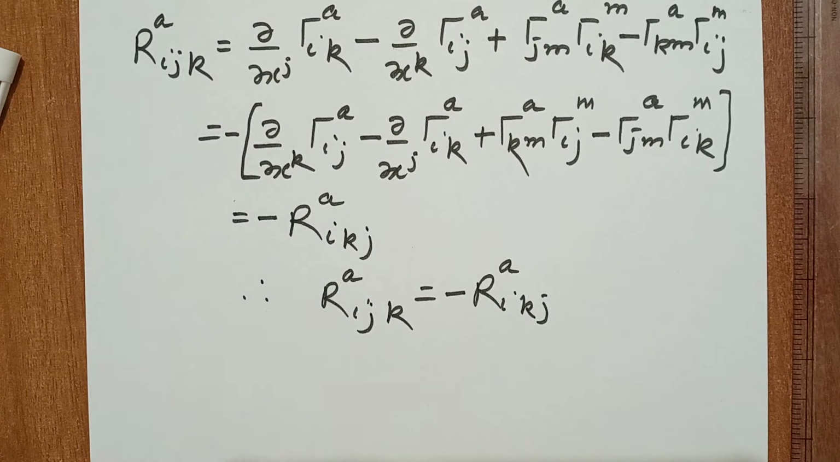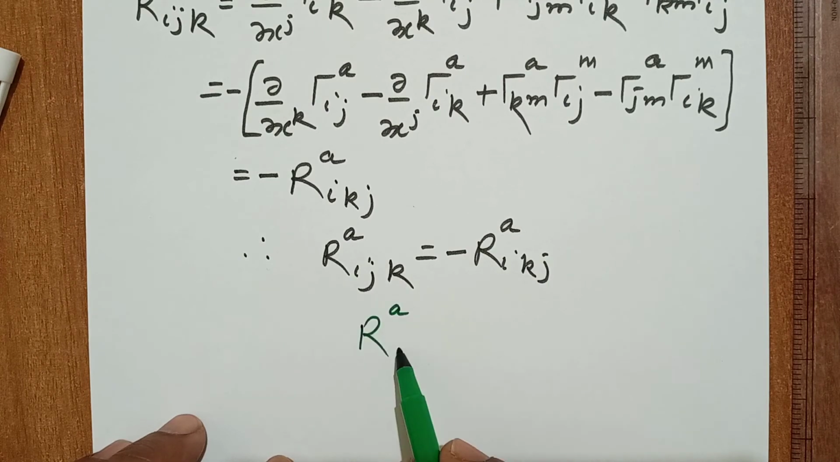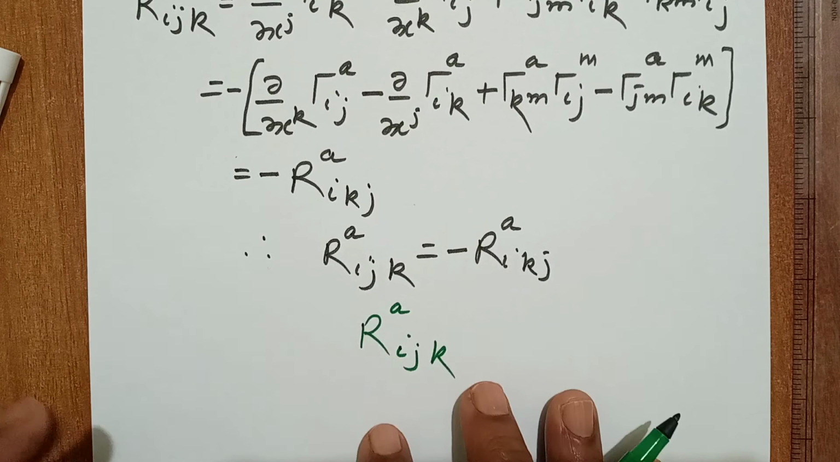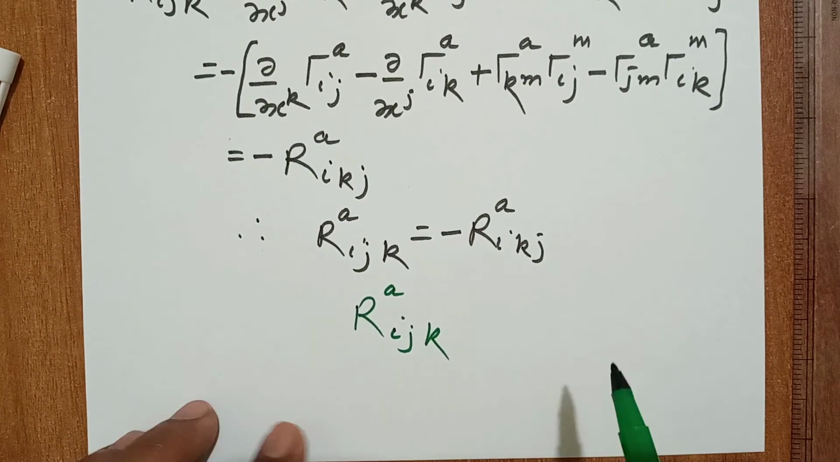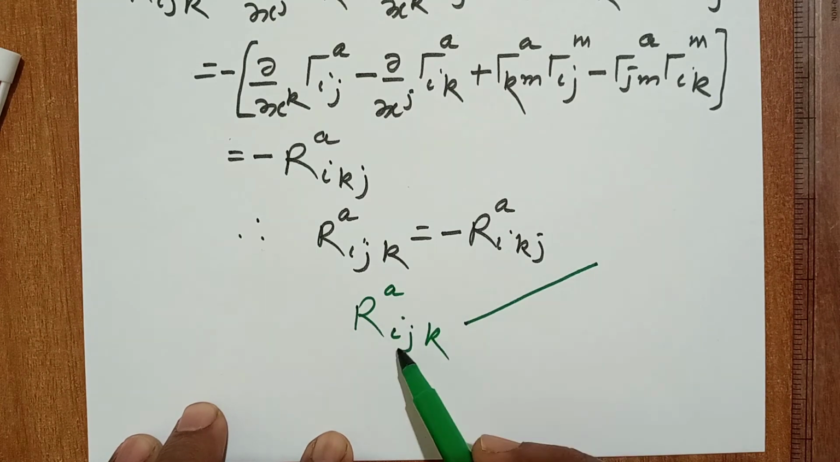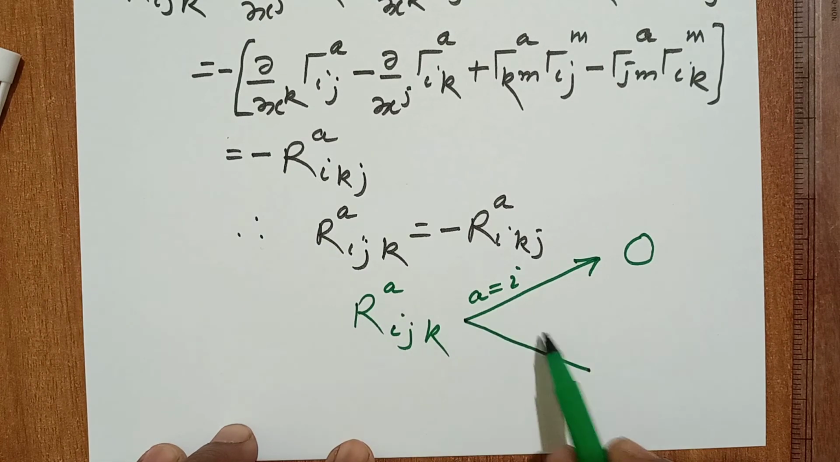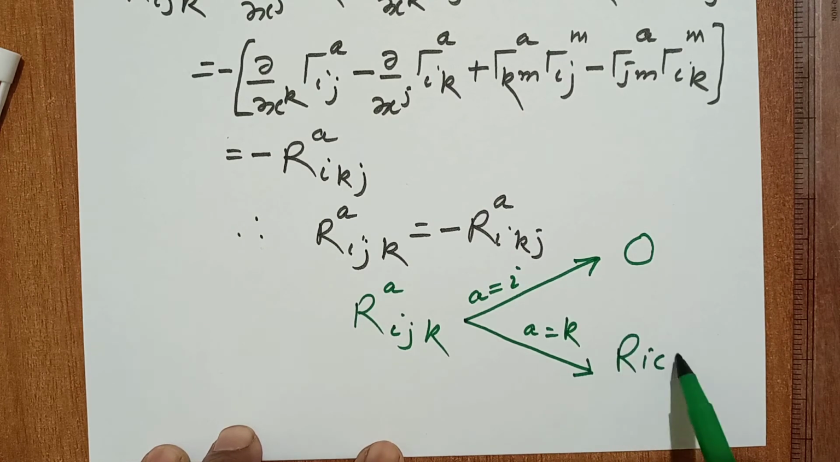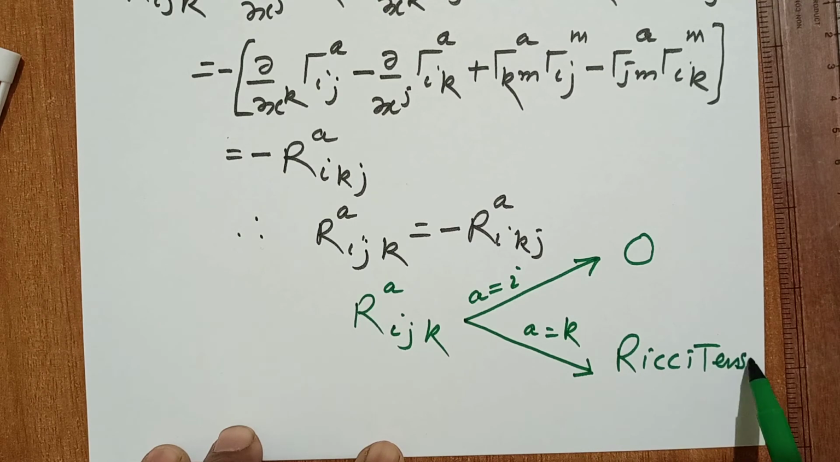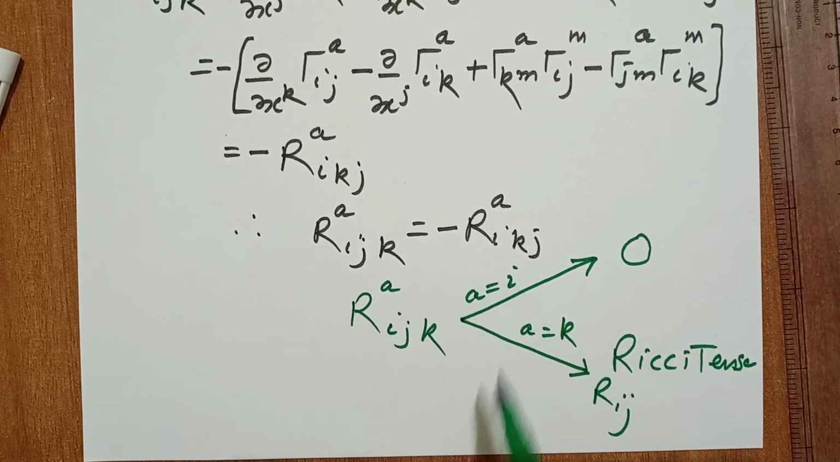Now the second and third properties are very interesting. R^a_{ijk} gives two values: if we put a equal to i, this is the zero tensor, and if we put a equal to k in this definition, we get the Ricci tensor R_ij. Now we will prove the second and third.